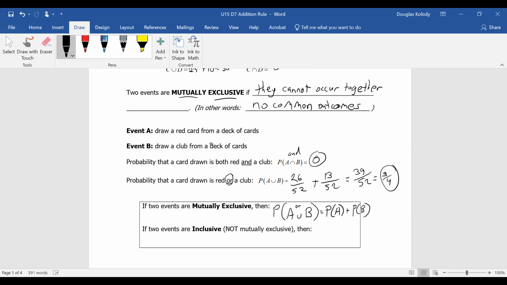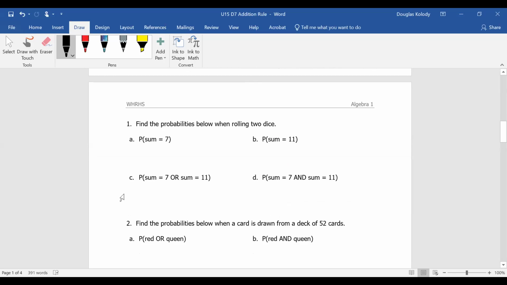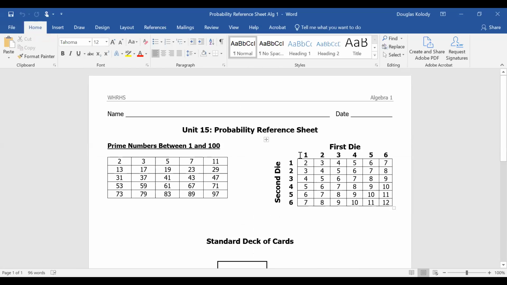Okay, I'm not going to do the sheet necessarily in order, and I'm not going to do all the problems. I am simply going to work this out right now. I'm going to do example 1 first. Find the probabilities when rolling 2 dice. Again, when rolling 2 dice, use your reference sheet. Use your 2 dice chart.